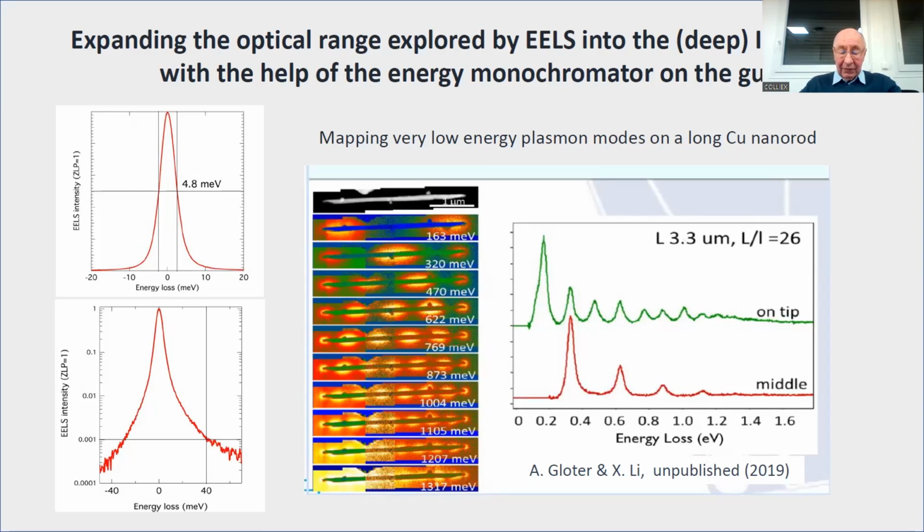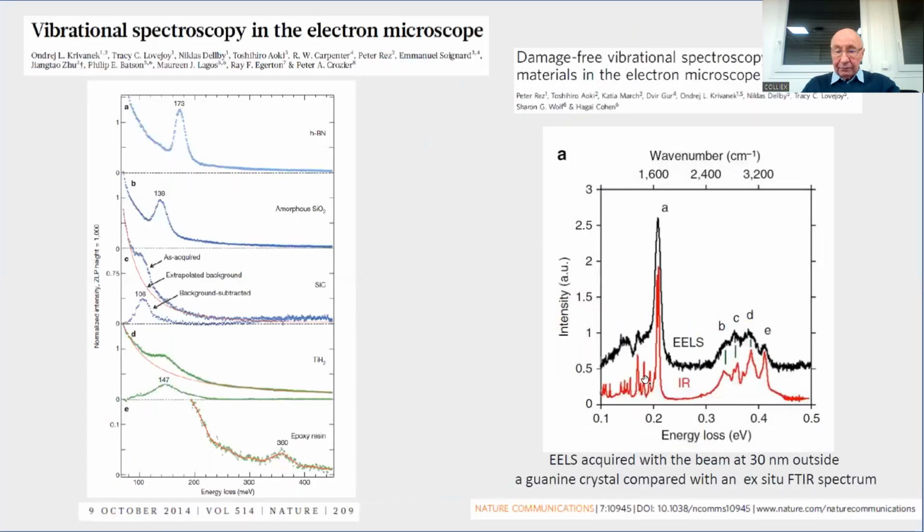In this case, here is again what I have shown, and there clearly you can have very low energy plasma modes on a long copper rod. Besides that, when you are going below 100 millivolt, you are very sensitive to the vibrations of the atoms and ions in the specimen.